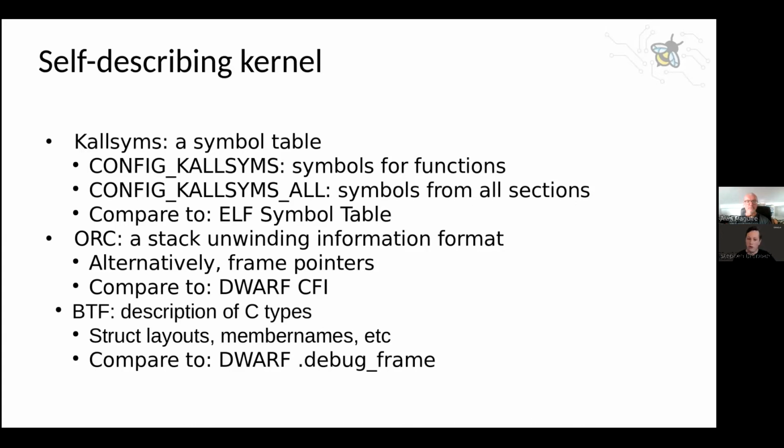Second is ORC, a stack unwinding format. In case you don't use frame pointers, you need a way to figure out where each stack frame ends. This is roughly similar to DWARF CFI, but built explicitly for the kernel. And then finally, we have BTF, which enables really all of the other features of a debugger because it can describe C types, such as the struct layout, the member name, things like that. And this is essentially similar to the DWARF debug type information.